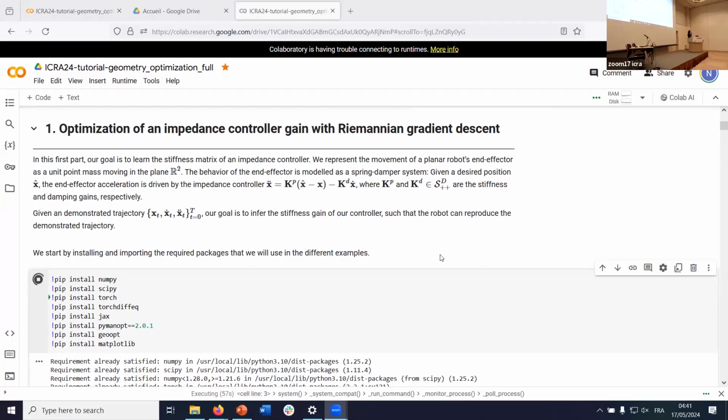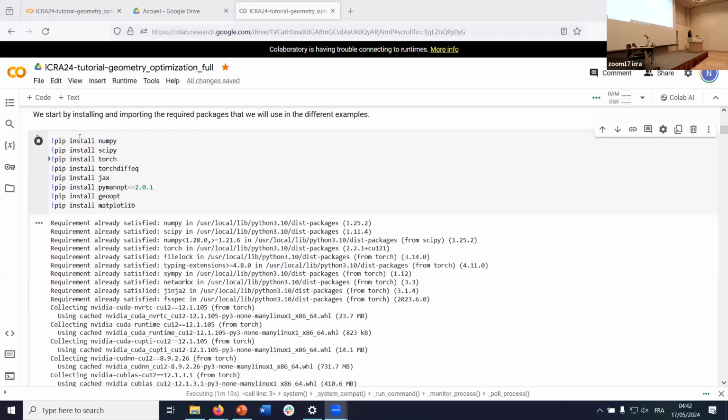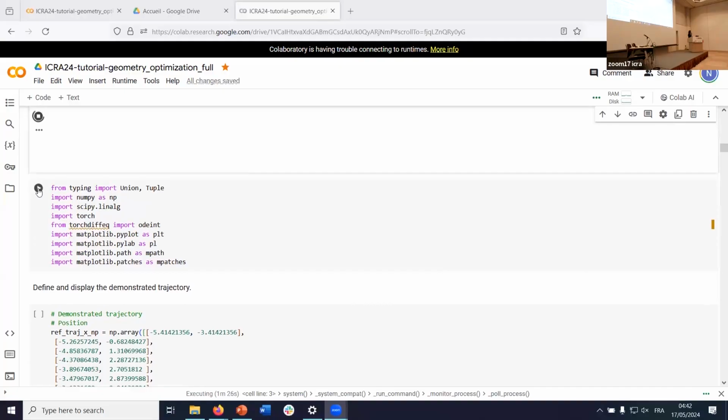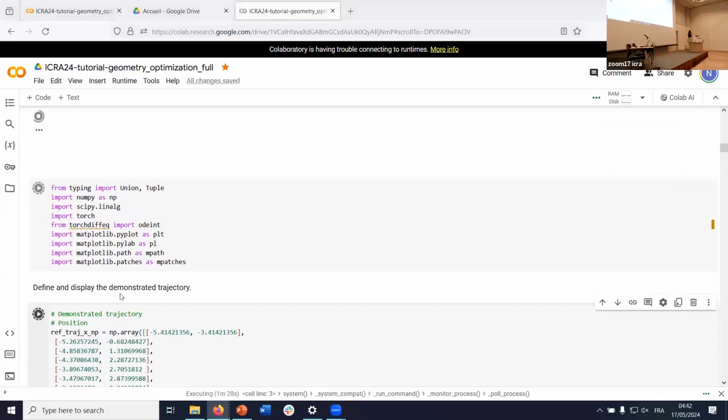Okay, should be fine. What we are running here is basically the very first example I showed you as a motivation. So we are again having this impedance controller. We are giving some data and we want to optimize the stiffness to be able to reproduce the trajectory that was demonstrated. Here I'm just importing some packages. Colab is taking some time to import everything. We just have to wait a little bit.